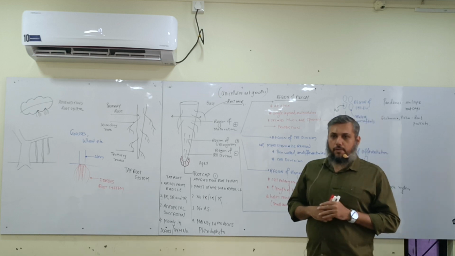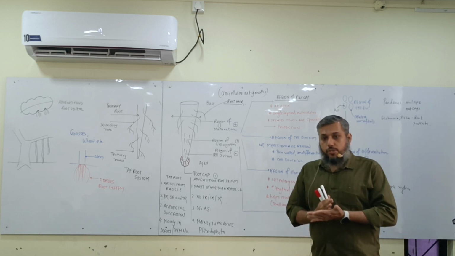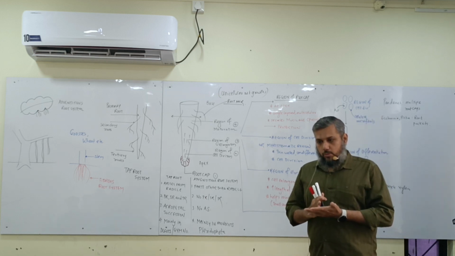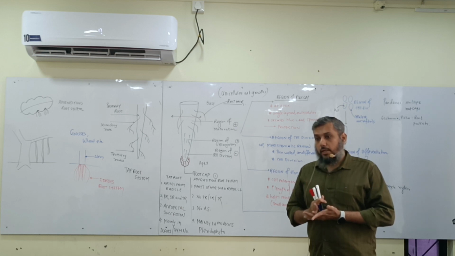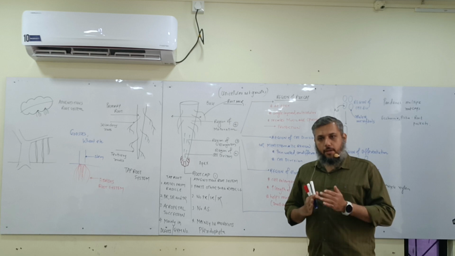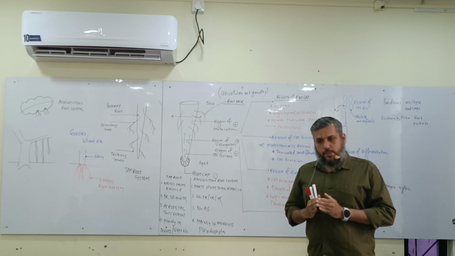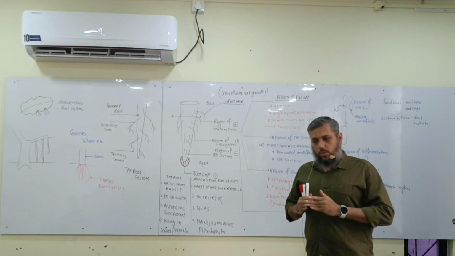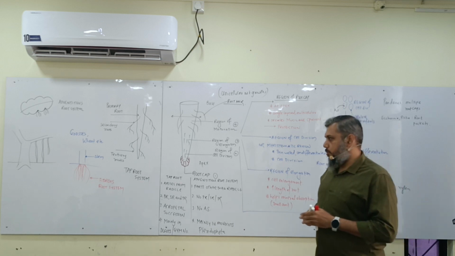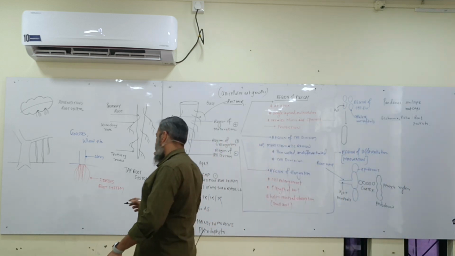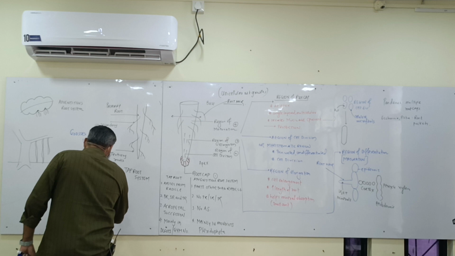So we have seen an adventitious root system, a fibrous root system, and a tap root system. Got my point? A fibrous root system is seen only in monocots.